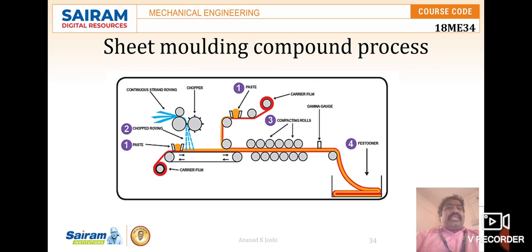This figure shows the sheet molding compound process. It consists of a continuous strand roving, and the chopper will be there, along with the carrier film, and the compacting rolls will be there, and this is a take up roll, and this is the final product. So let us have a look at how it is processed.